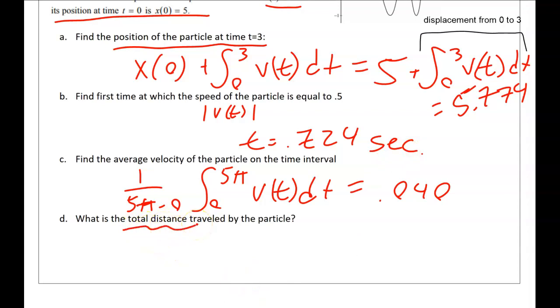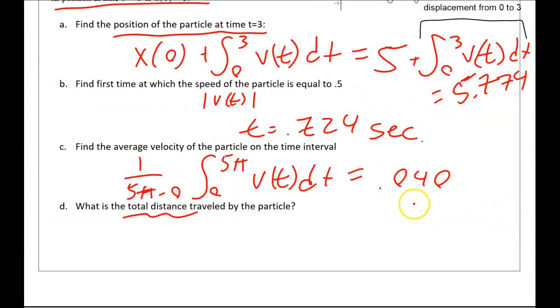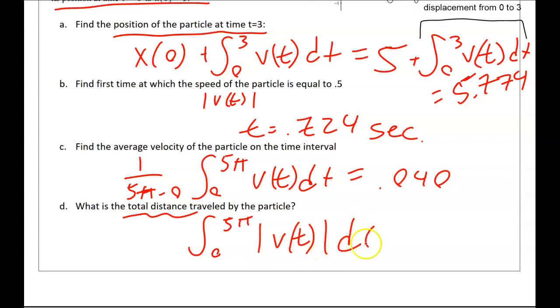And then finally, the total distance traveled. So this is a new idea that we tackled up here, the total distance. The total distance would be the integral from 0 to 5 pi. And distance, we don't care about the direction. We will take the same value going left versus right. The way we represent that is we take the absolute value of these. So it's the integral of speed. Proving that is outside the scope of this course, but it makes some intuitive sense to me.